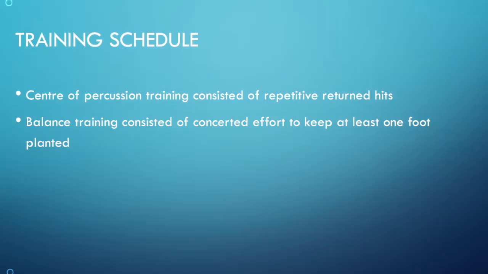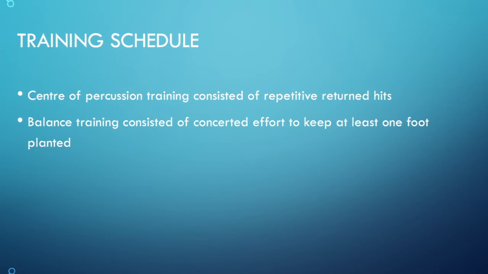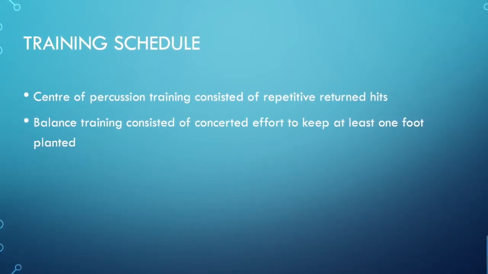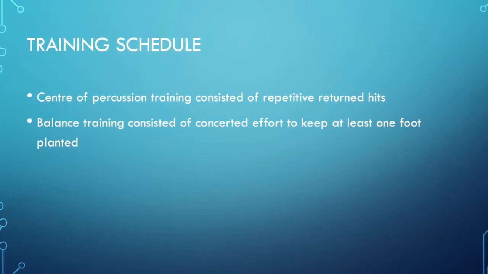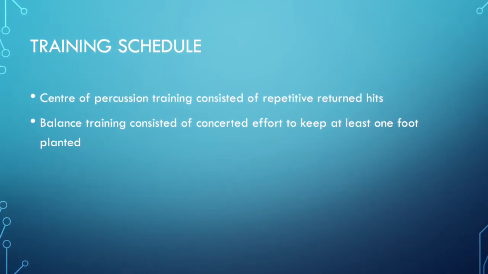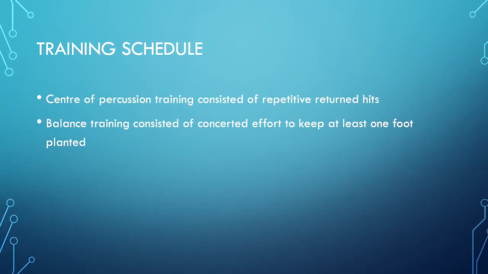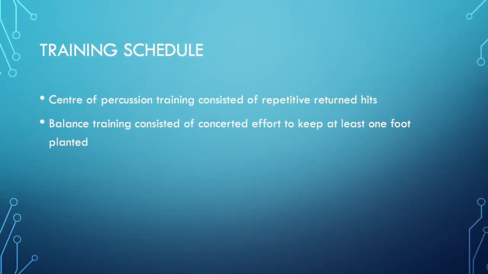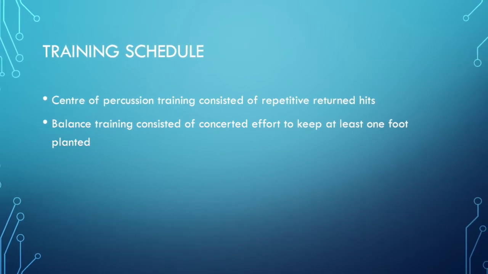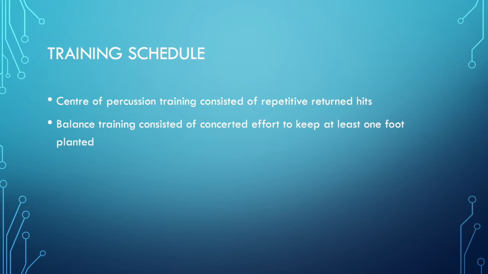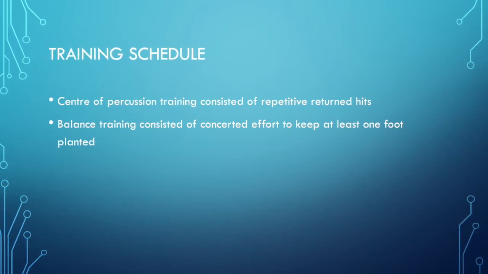The biomechanical principle of the center of percussion was improved by repeating shots of the same style. Repeating similar shots allowed the player to get a feeling for the correct backhand shot. Biomechanical balance training was also carried out by making a concerted effort to keep one foot on the ground and to keep a consistent distance from the table. This instilled habits in the player to maintain balance.